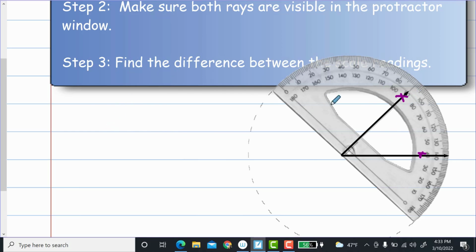So here was 90 degrees. And the difference means to subtract. So 90 degrees minus 40 degrees. That's going to give me, at this angle here, this opening is 50 degrees.